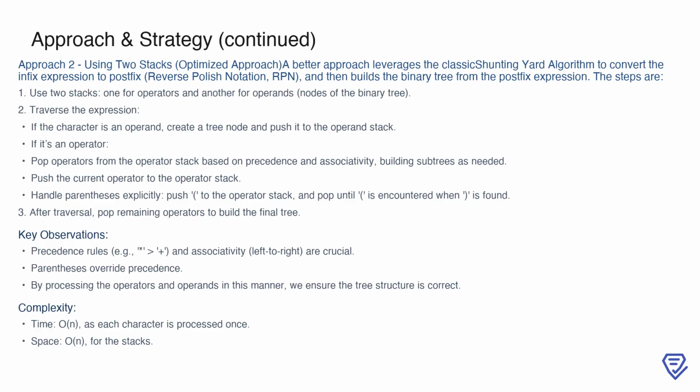Here's how it works: we use two stacks, one for operators and another for operands, which are the nodes of the binary tree. As we traverse the expression, if we encounter an operand, we create a tree node and push it onto the operand stack.